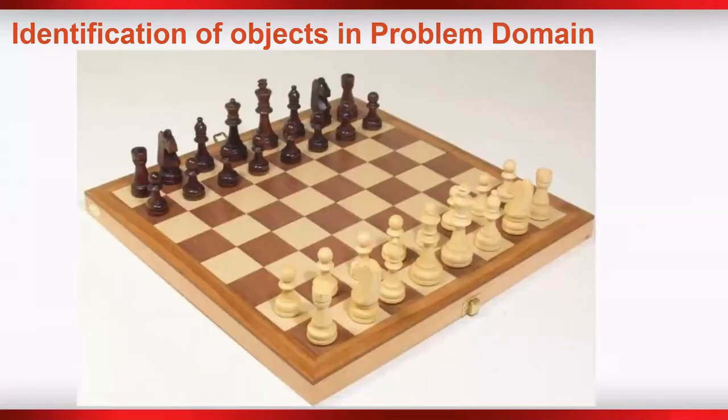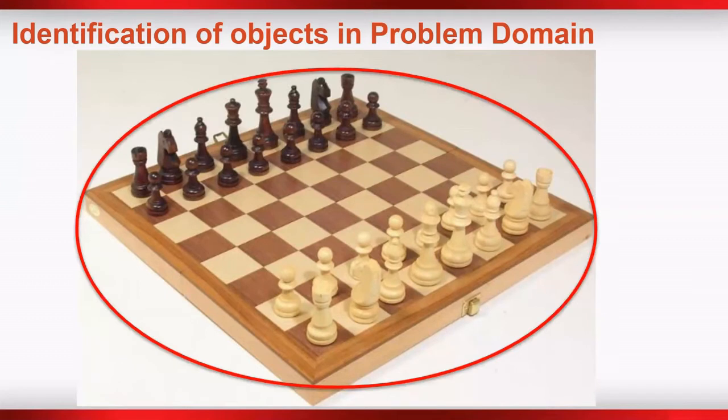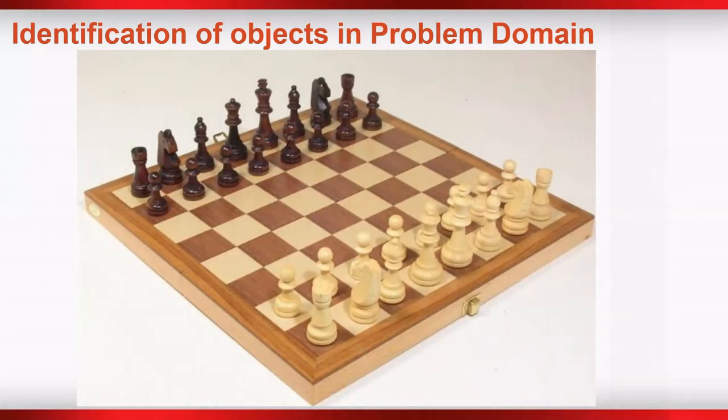In this game, the first object, which is very clear to us, is the chessboard. The chessboard itself can be considered as an object. Next, each slot. The slot can be either black or white. So each slot is an object. 8 by 8, that means we have 64 slot objects.